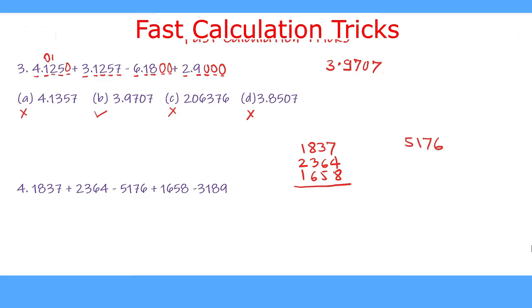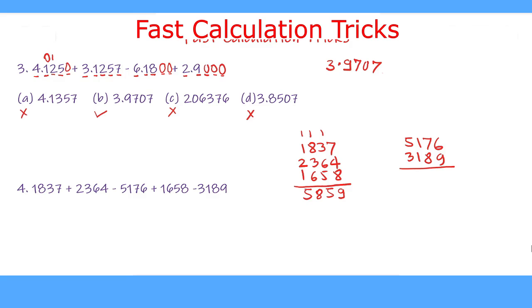Those numbers are 5176 and 3189. 7 plus 4 is 11 plus 8, 19. We carry 1 and write 9. 1 plus 3 is 4. 4 plus 6 is 10. Plus 5 is 15. We write 5 and carry 1. 1 plus 8 is 9. 9 plus 3 is 12. 12 plus 6 is 18. We write 8 and carry 1. 1 plus 1 is 2, plus 2 is 4, plus 1 is 5. So the sum of all positive numbers is 5859.